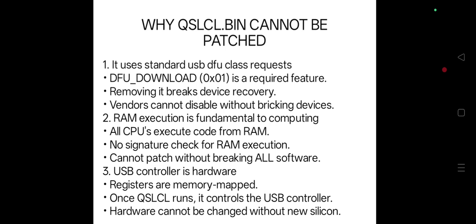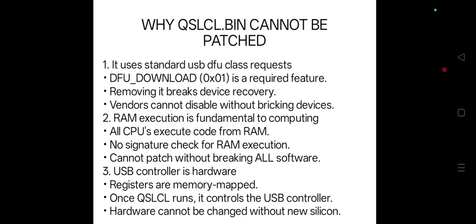Now, number two, RAM execution is fundamental to computing. This is most important because RAM should remain writable, unrestricted, and also accessible. Making RAM read-only or removing RAM will break the device or make the device unstable. And also all CPUs execute code from RAM, and QSLCL uses the custom micro VM instruction. There is no signature check for RAM execution, so it cannot be patched without breaking all software.